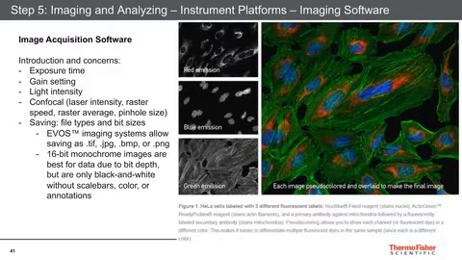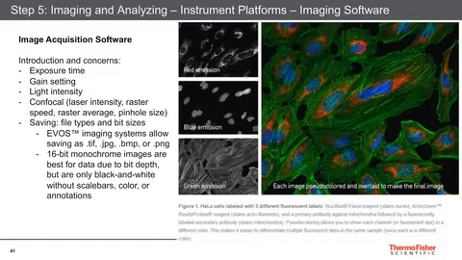Also, the light intensity matters a lot. With our EVOS systems, you can change the voltage to the LED. Usually you want it pretty high to get the brightest signal possible, but if you're going to photobleach your samples, you can also just reduce the light intensity by adjusting that voltage. On confocal systems, you want to optimize your laser intensity, raster speed, raster average, and pinhole size.